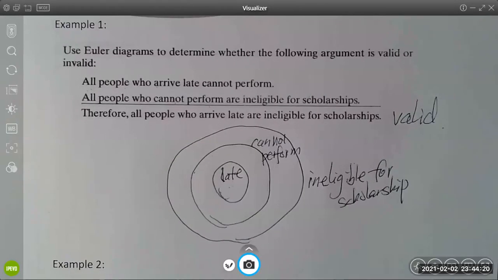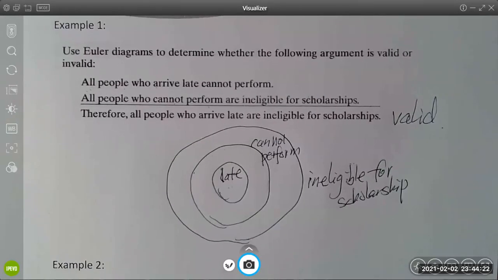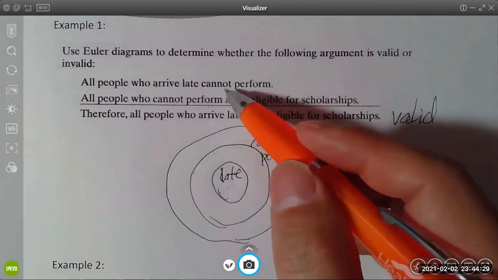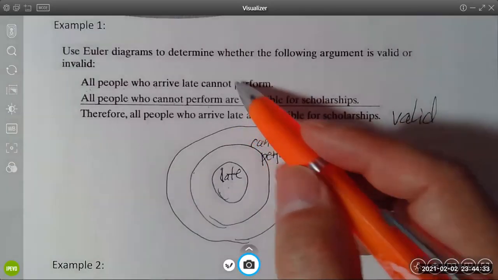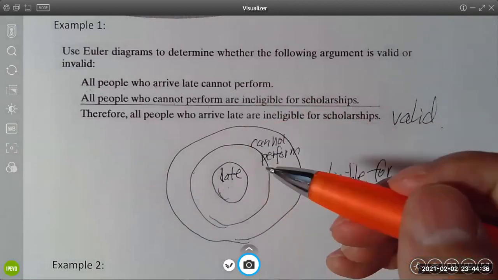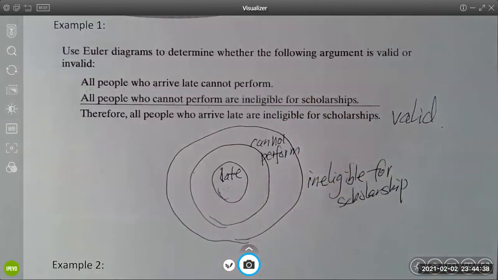Valid doesn't mean correct. Valid just means logically we can draw this conclusion. It doesn't mean it's the right conclusion, because we assume these premises are correct. In real life, a premise could be wrong. That's why we have all of those attorneys fighting in court.